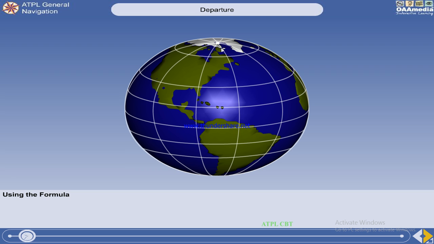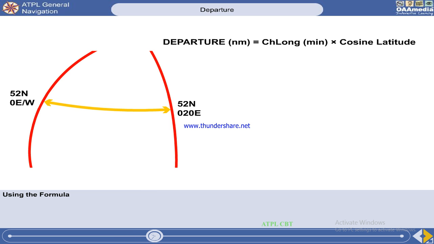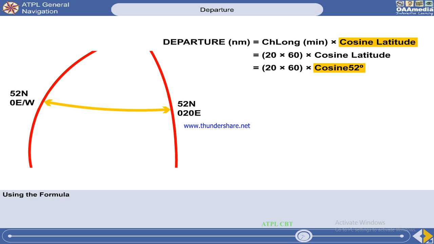Consider two meridians on the Earth, joined by a parallel of latitude. We can extract the basic elements of this situation in the sketch. In this example, the change of longitude is 20 degrees. Multiply by 60 to convert it into minutes. Then multiply by the cosine of 52 degrees. This gives a departure of 738.8 nautical miles.